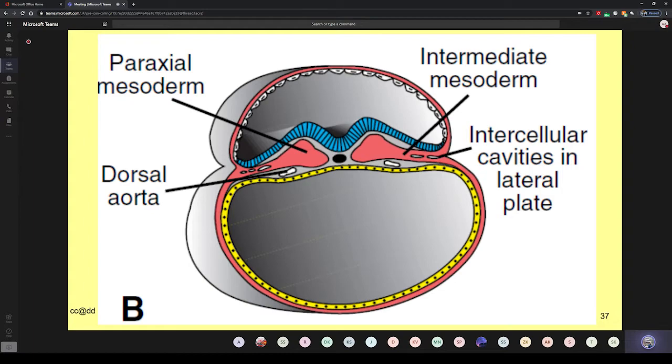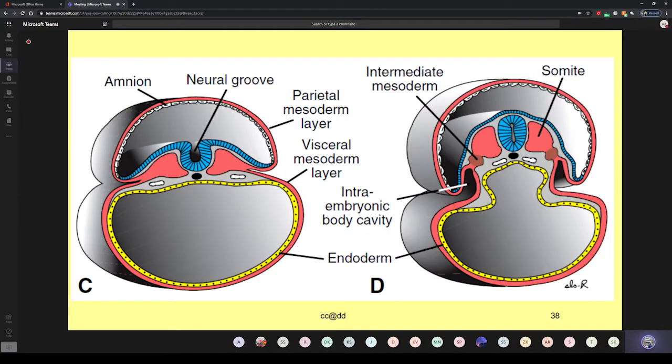Sometimes this is asked as a short answer question, as in derivatives of intraembryonic mesoderm. You will have to answer in this manner only, about the 3 divisions first, and then we'll see what the derivatives are. Okay, so let's proceed with the next one. This is one more way of seeing. I just want you to keep an eye on this picture, because we'll be talking again about this picture in a little while.